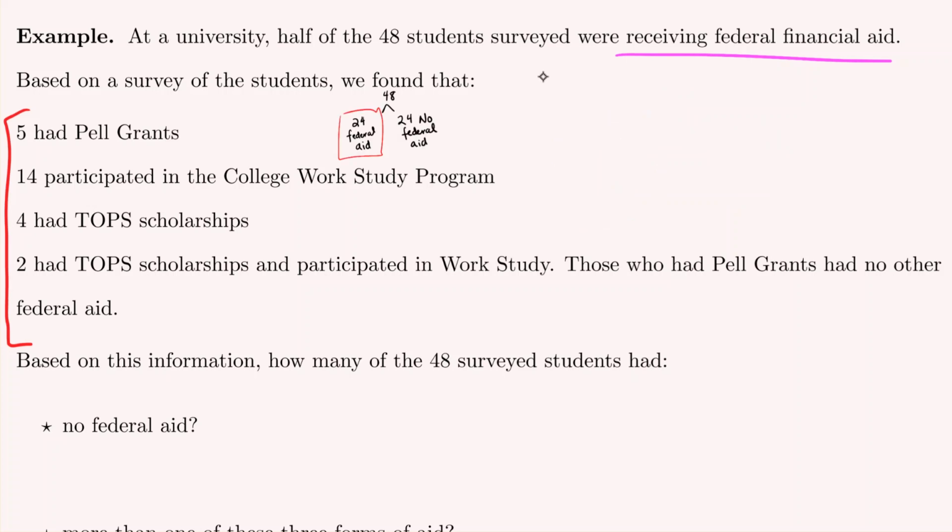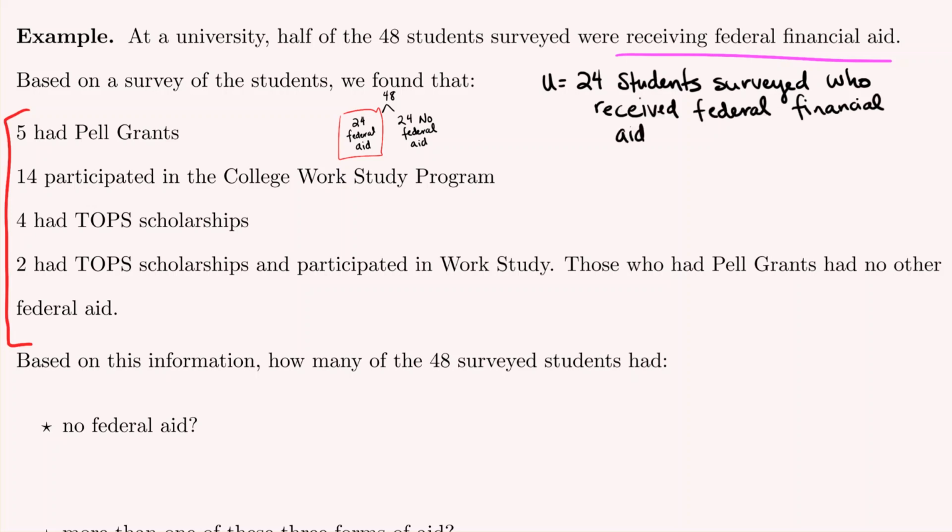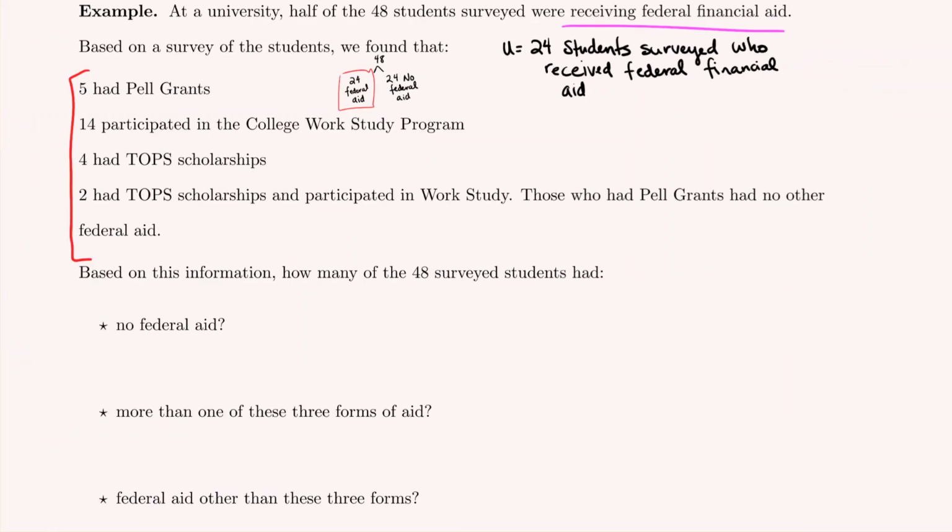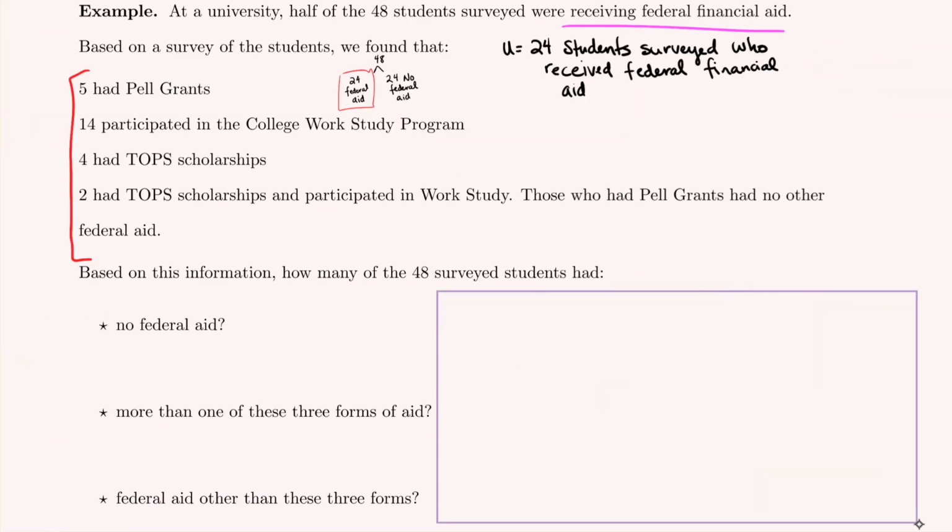So our universe of discourse U is the 24 students surveyed who received federal financial aid. Because we already know everything about the 24 students who did not. There's no extra information that needs to be teased out. So our universe of discourse is the 24 students who receive federal financial aid. So we'll draw that here. So this is our U.